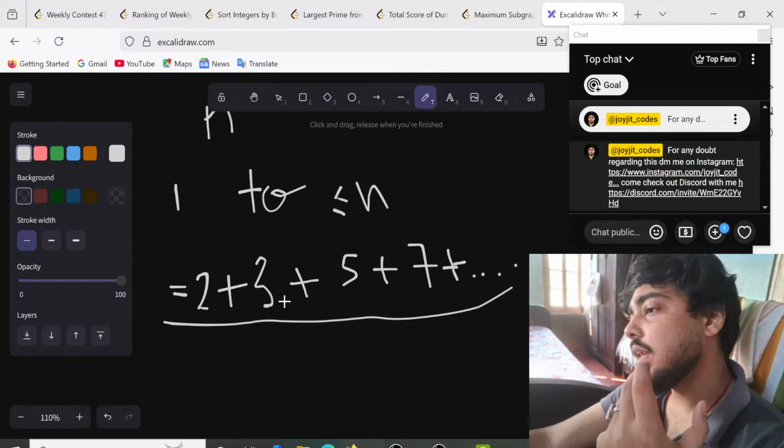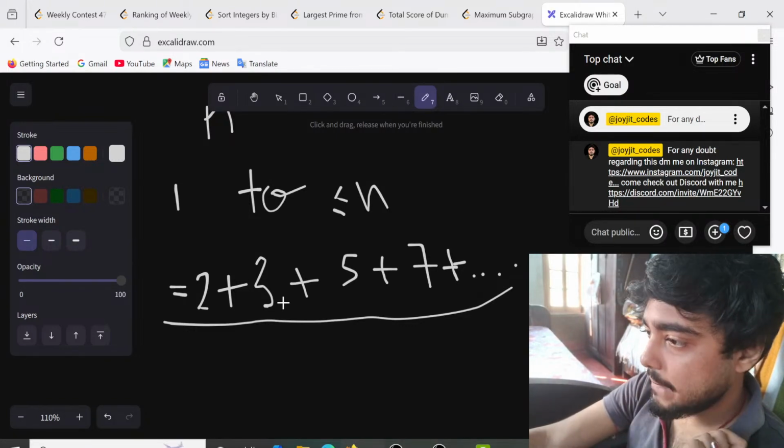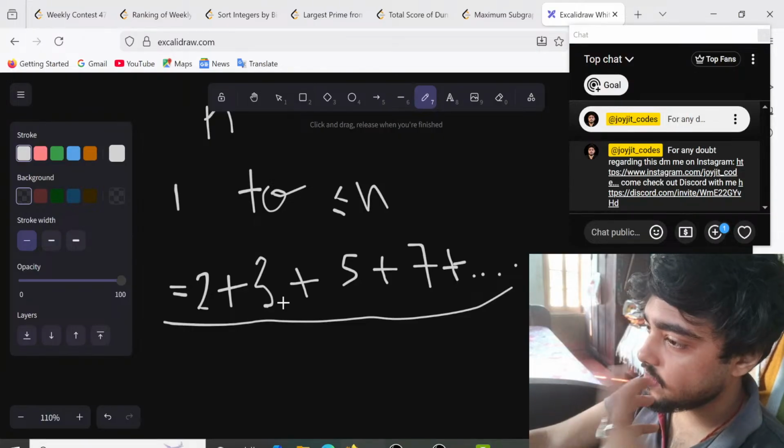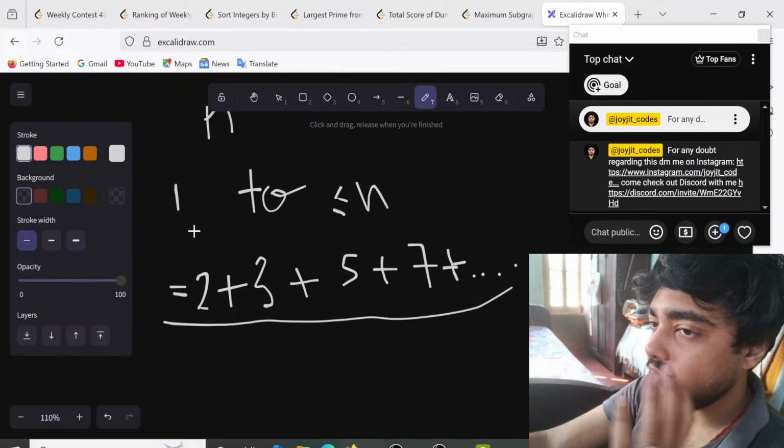Okay, so one thing that we can see in this is a pattern. What is the pattern? You can traverse, right? So if you want to find the prime numbers, first of all let's focus on finding the prime numbers from 1 to n.